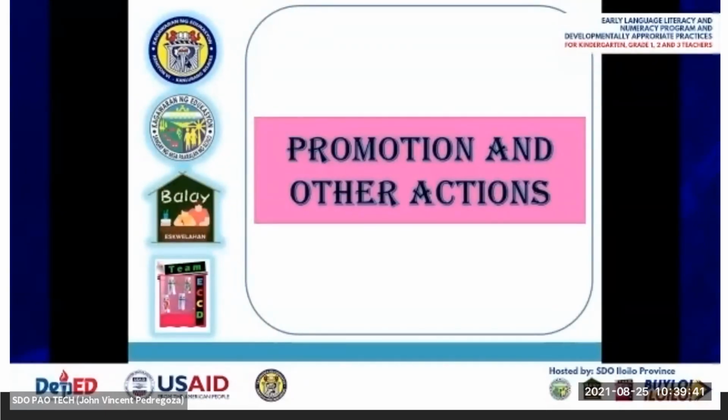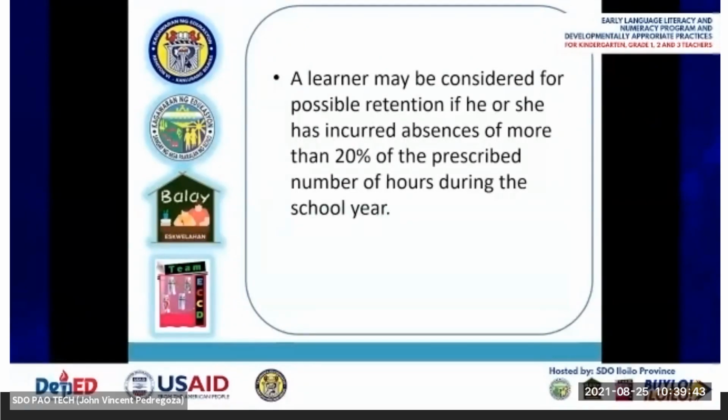Promotion and other action. A learner may be considered for possible retention if he or she has incurred absences of more than 20% of the prescribed number of hours during the school year. For example, there are 10 weeks in a quarter. What is 20% of one quarter? Attendance monitoring happens every day on the whole quarter.